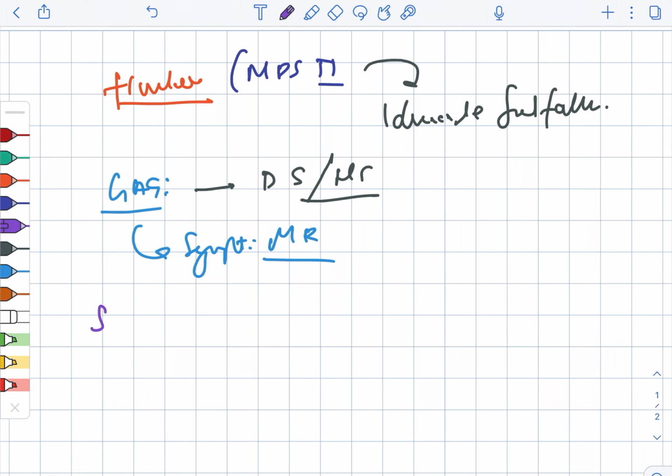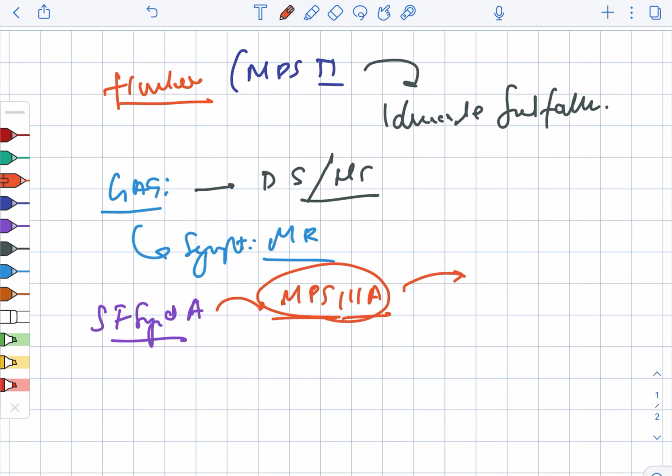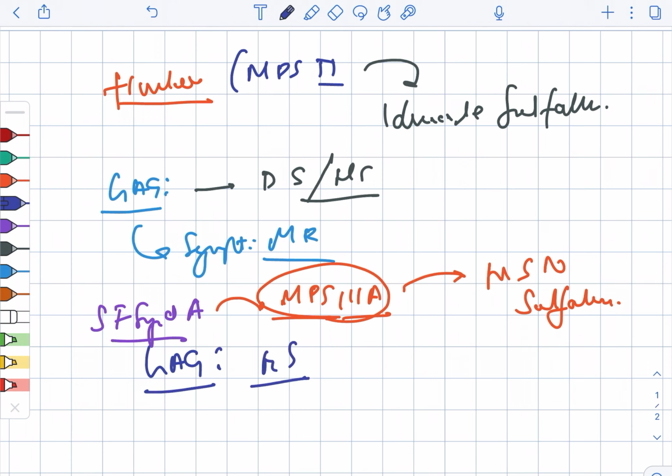Next is the Sanfilippo syndrome. This is type A, and the MPS involved is the MPS 3A, and the enzyme defect is of the heparan sulfate N-sulfatase. Now looking at the GAG affected, the GAG affected is the heparan sulfate, and the symptoms include the developmental delay, as well as there is presence of the motor dysfunction.